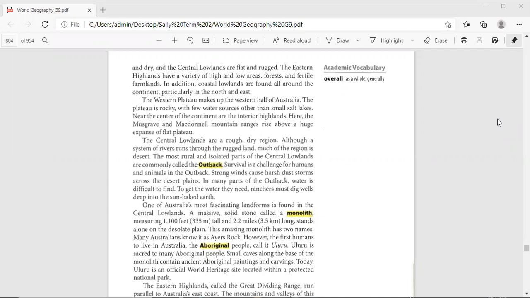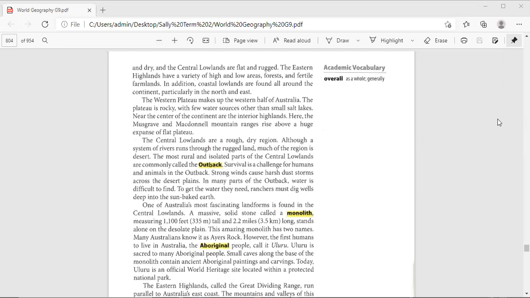Jana Guda, what's meant by the Outback? It means like a deserted place, a very dry place and isolated. Thank you very much. It's actually the most rural and isolated part of Australia's central lowlands. We call it the outback.